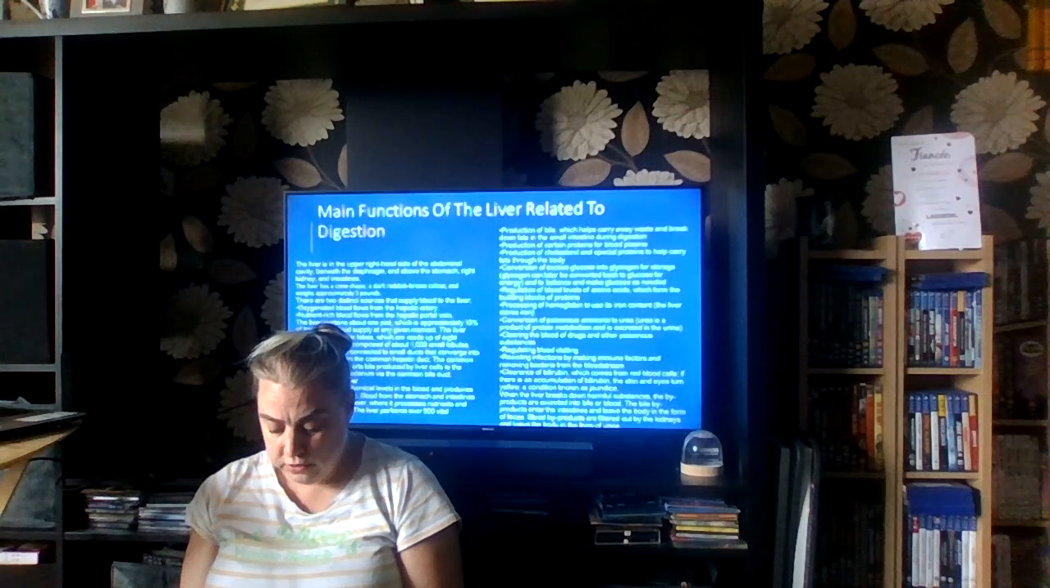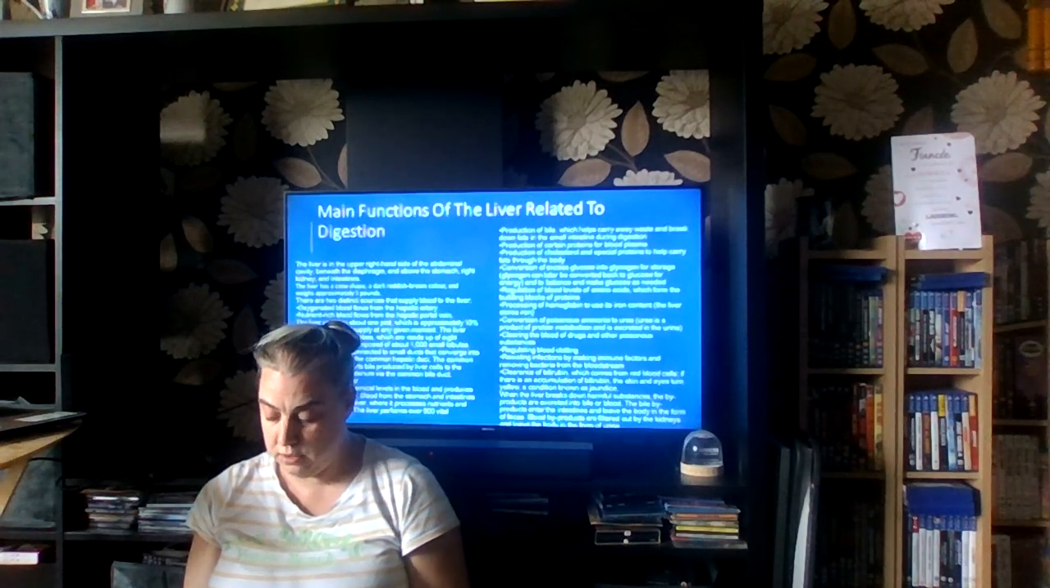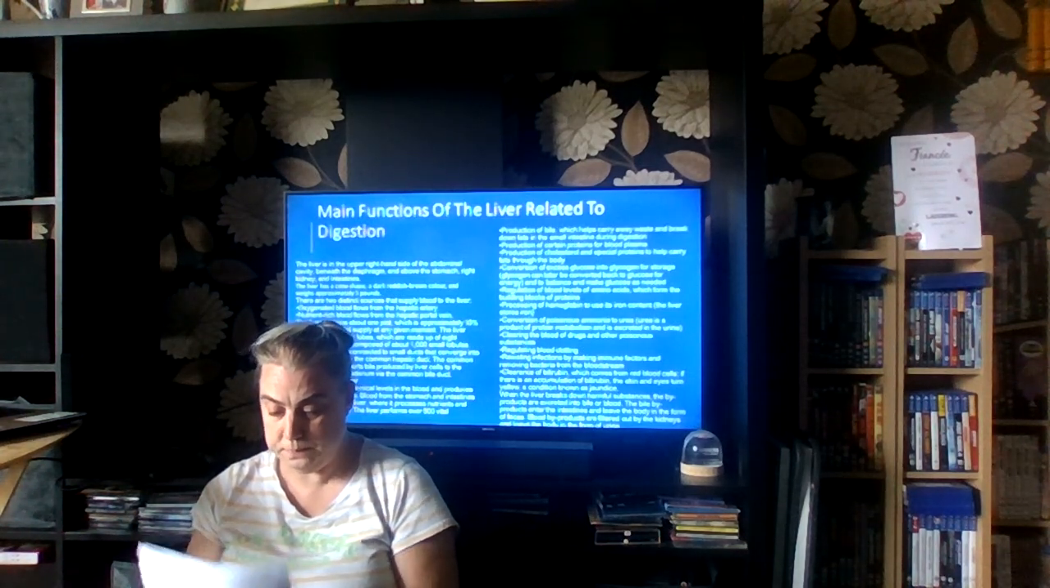The liver controls chemical levels in the blood and produces bile to remove waste. Blood from the stomach and intestines passes through the liver, where it processes nutrients and metabolizes drugs. The liver performs over 500 vital functions.